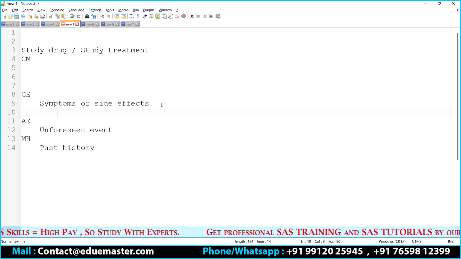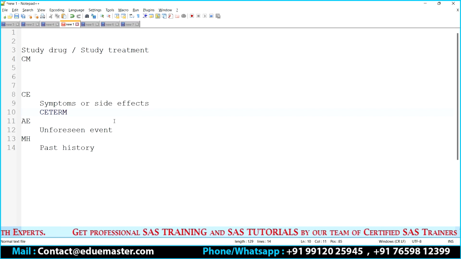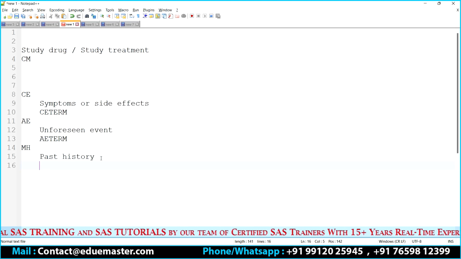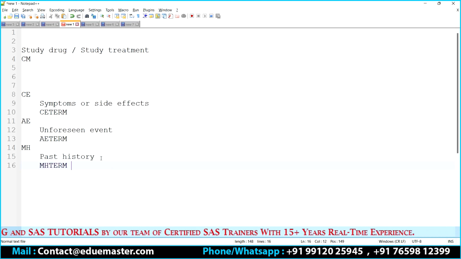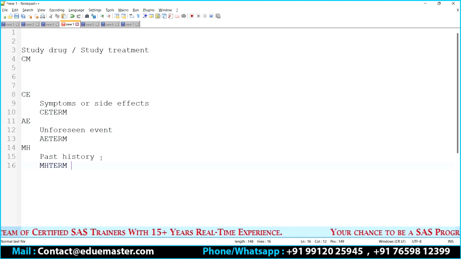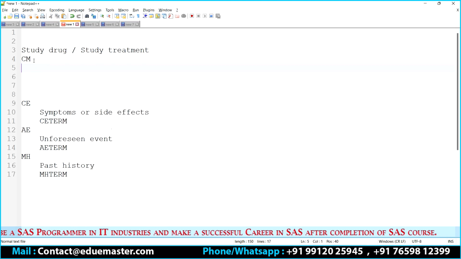Remember, the topic variable is important. The topic variable here is CETERM. The topic variable here is AETERM. The topic variable here is MHTERM. They will talk about the event that happened. So the clinical event that happened here is fever. For the fever, what is the medicine the patient has taken? That will not be captured here. That will be captured under your concomitant medication.